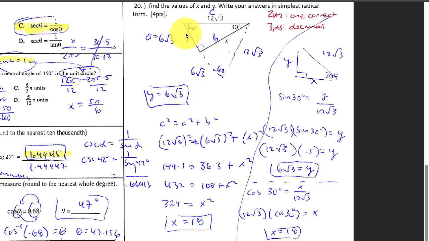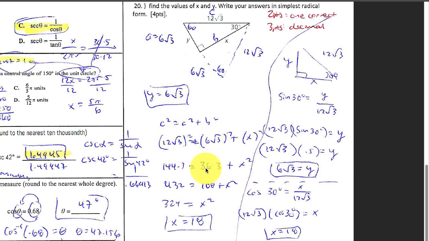If I knew this side, y, was 6 radical 3, then I can use the Pythagorean theorem. So I call this side c, this a, and this side b. Substitute: 12 radical 3 squared equals 6 radical 3 squared plus x squared. So 12 radical 3 squared is 12 radical 3 times 12 radical 3, or 12 times 12, which gives you 144. Radical 3 times radical 3 is radical 9, which is 3.